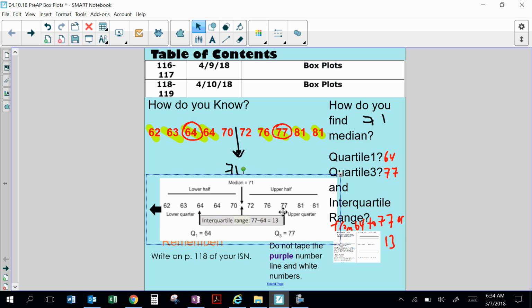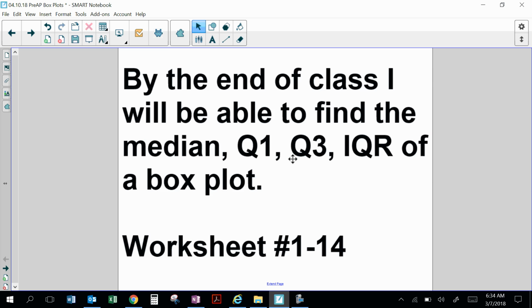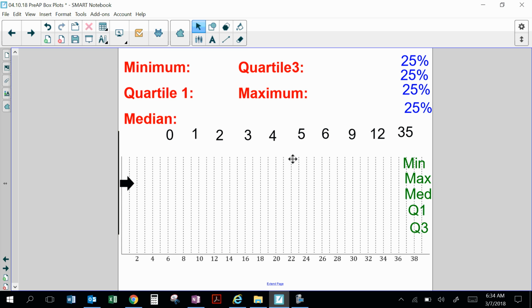What if the question was, what is the spread or the range of the entire set of data? That would be from 62 to 81. All right, so you're going to be given some numbers. I would like you to put these numbers on the number line.